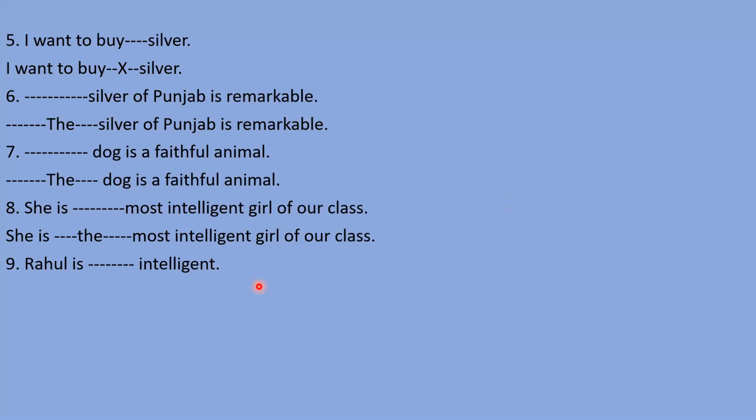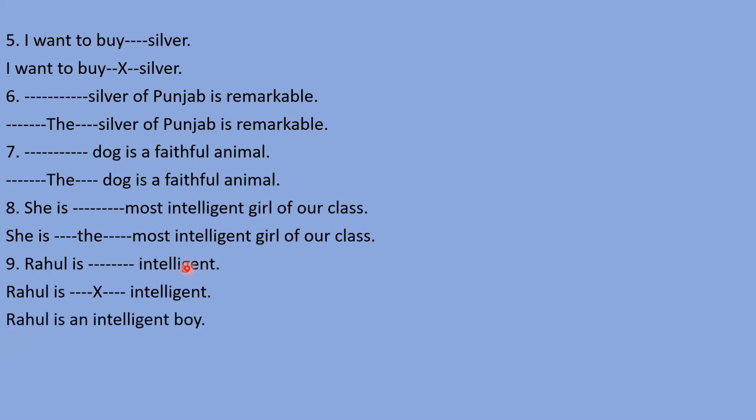So here no article will come. Why? Because we use articles for nouns. Remember this, naam ke liye articles use karte hain, right? Intelligent is an adjective here. So there is no need to use any article. Rahul is intelligent, we simply say this.